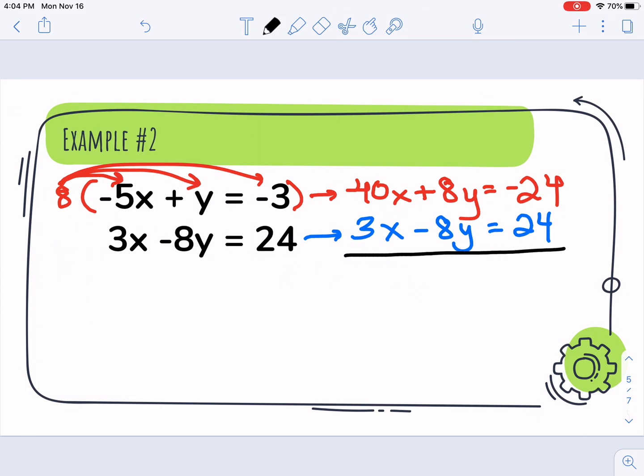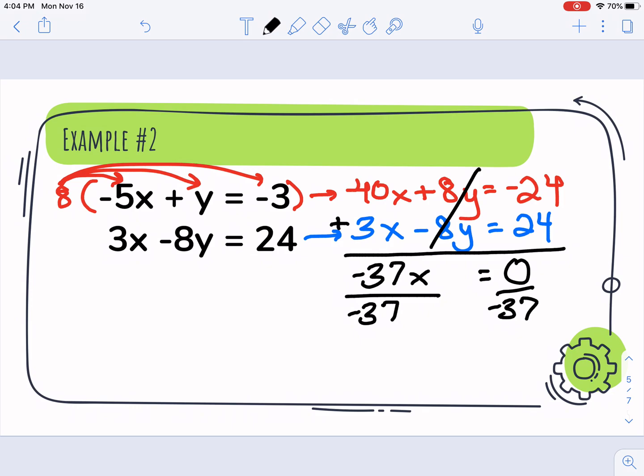If we add these together, I have negative 40x plus 3x, and that's negative 37x. 8y minus 8y is 0y, and negative 24 plus 24 is 0. If we solve for x and divide both sides by negative 37, I get x equals 0.